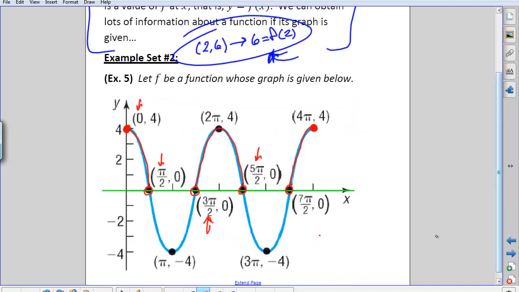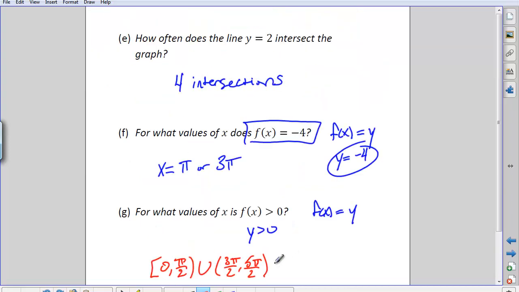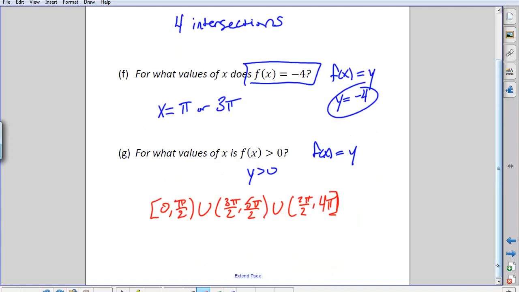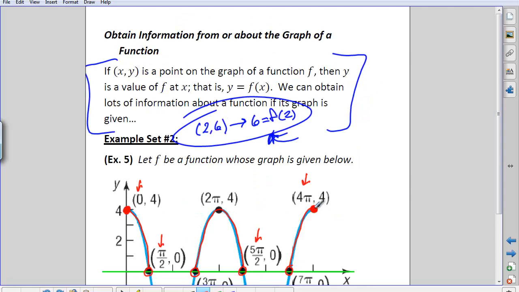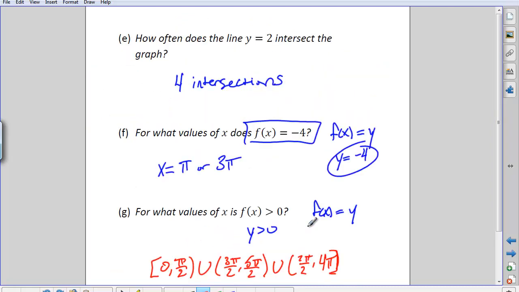And then the last piece goes from 7 pi halves to 4 pi. So those are the x values there. So again, union 7 pi halves to 4 pi. And we're going to put a square bracket on that last endpoint because we are including that point. We do have a point there that's included where f of x is greater than 0. Okay.